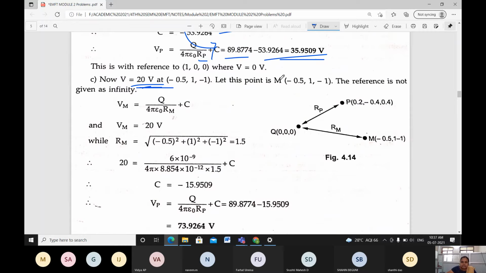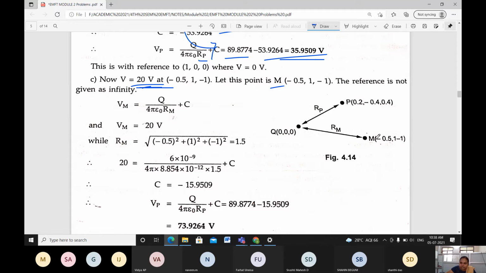It's not that you have to take M, R, S, whichever the character you want to take, you can take. It's not that only M has to be taken, it's left to you, but when you solve the problem, it should be in a correct fashion. Here M is taken as the point for this consideration, located at (-0.5, 1, -1).